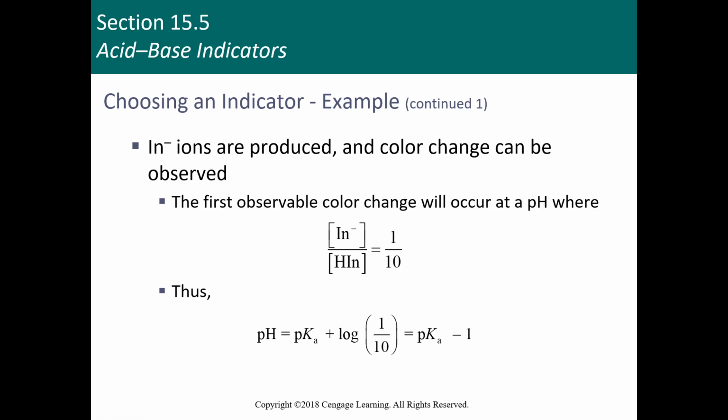All right, so the basic ions are going to be produced. The color change can then be observed. And this color change should happen very rapidly near the equivalence point. That should be the most rapid place for that color change. So the first observable color change will be that 1 in 10 relationship, where you have 1 base molecule for every 10 of the acid molecules. And so what you find is that pK minus 1 should be where you start seeing that color shift.